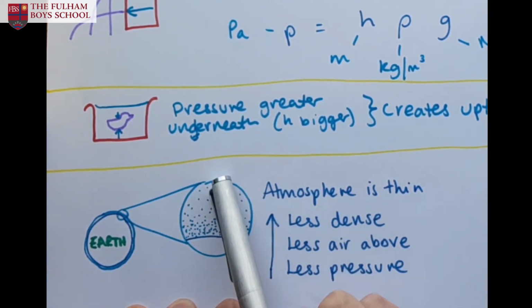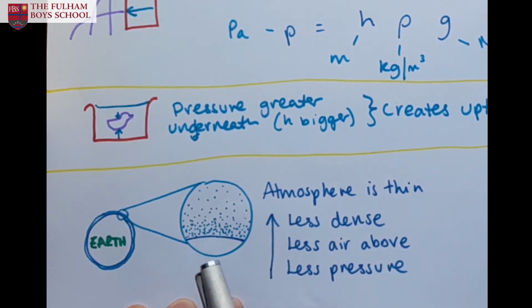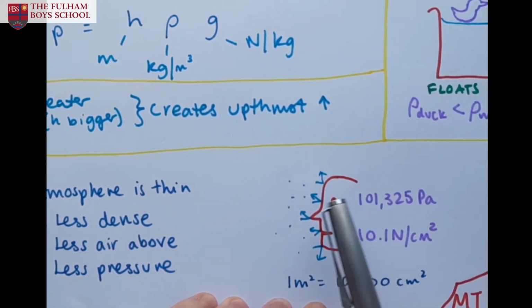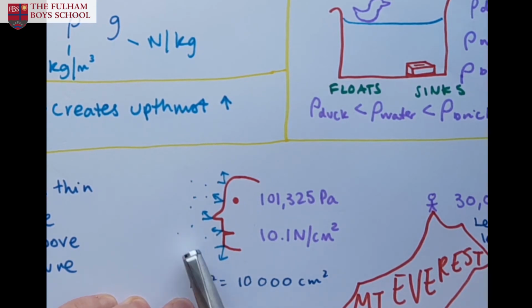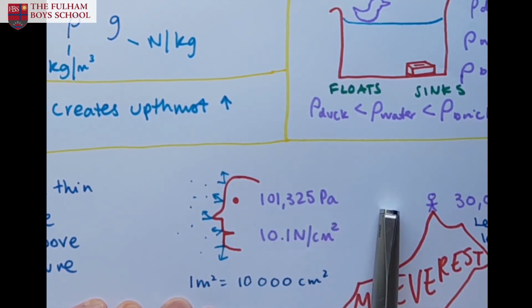So also as you go further up, there is less air above you, and that means there is less air pressure. Now, at sea level, the pressure is approximately 101,325 pascals, and that's because the air particles are hitting into you, your face. The air particles are hitting into your face, causing this force, and it's actually considerable force when you think about it.